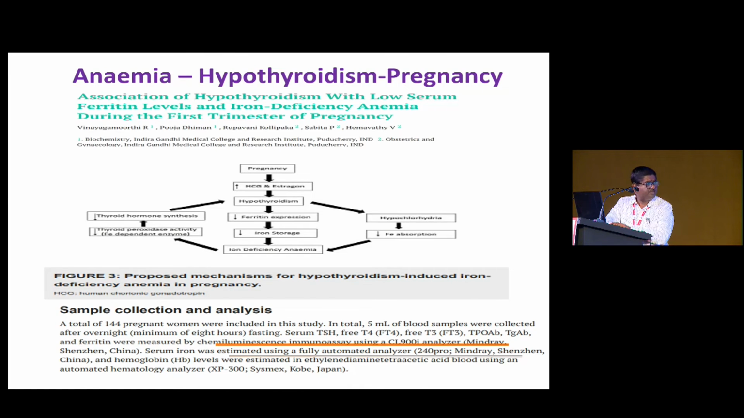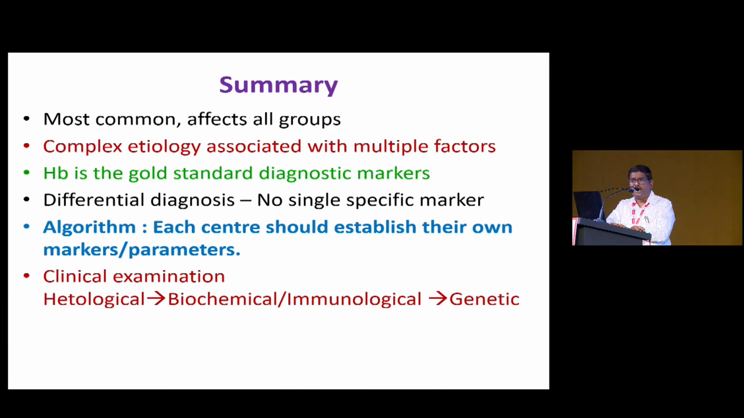So to conclude, anemia is the most common, affects many groups with different etiology. So you cannot go with a single parameter for differential diagnosis. Of course, differential diagnosis is very much important. So we have to make our own algorithm depending upon our socioeconomic status as well as our distribution. In general, go with the clinical examination, start with the hematological findings, then follow with the biochemical and immunological markers. If you are satisfied with all these things, you can look for the other causes.